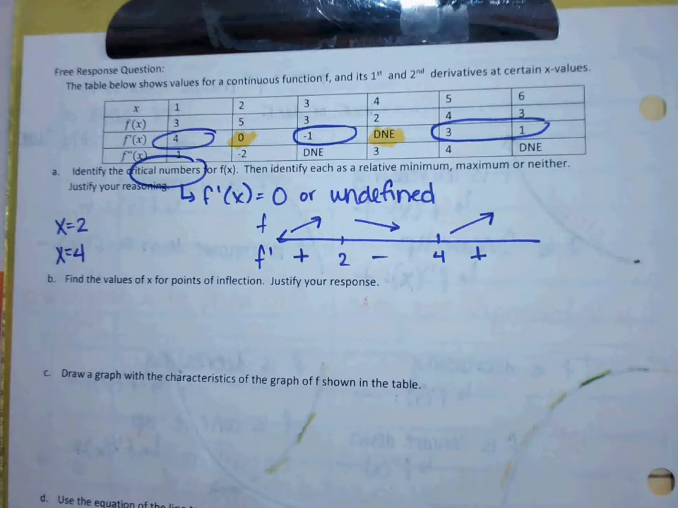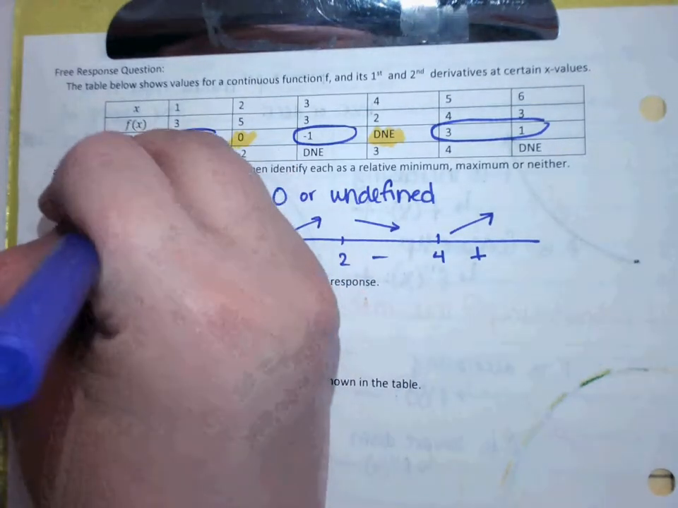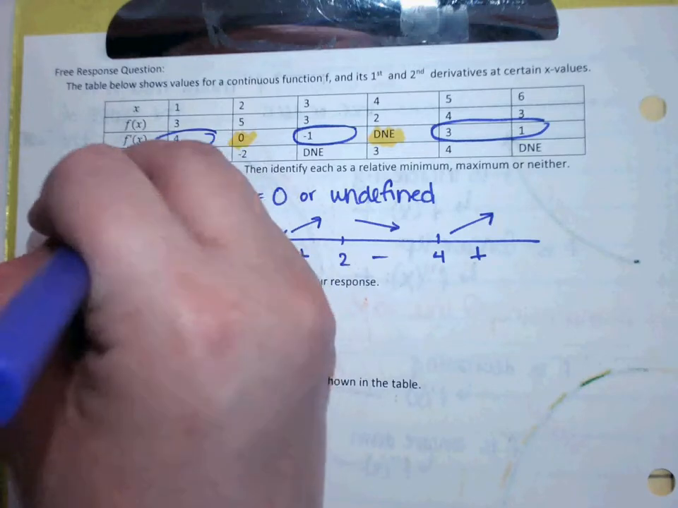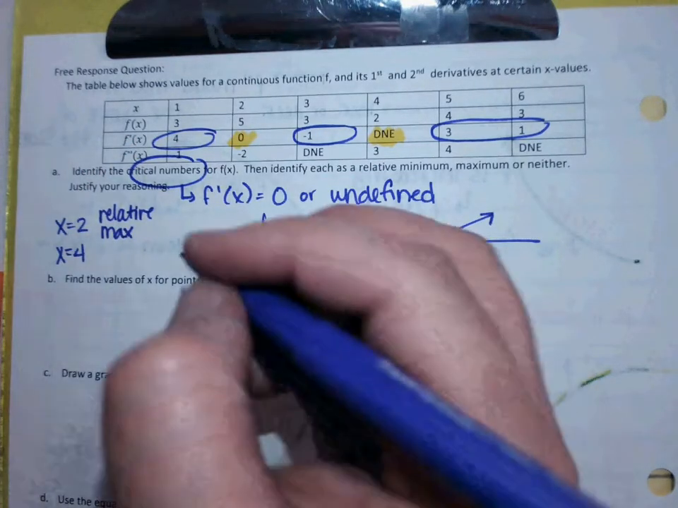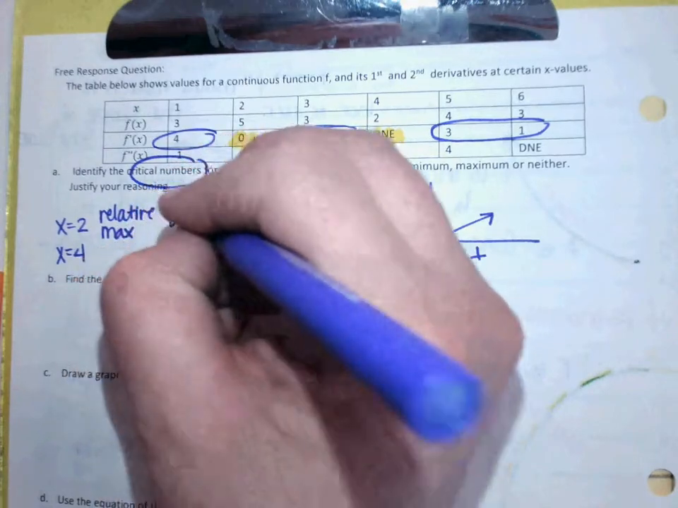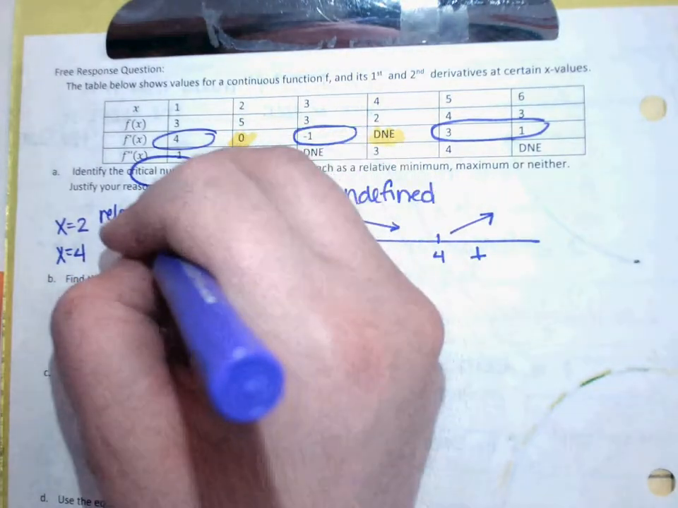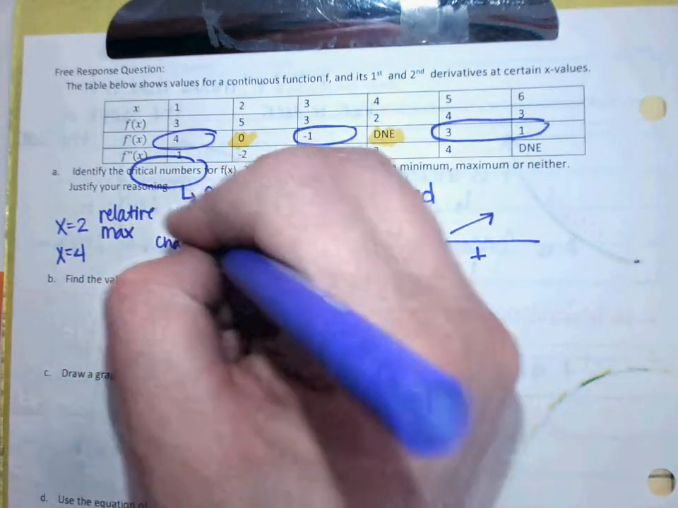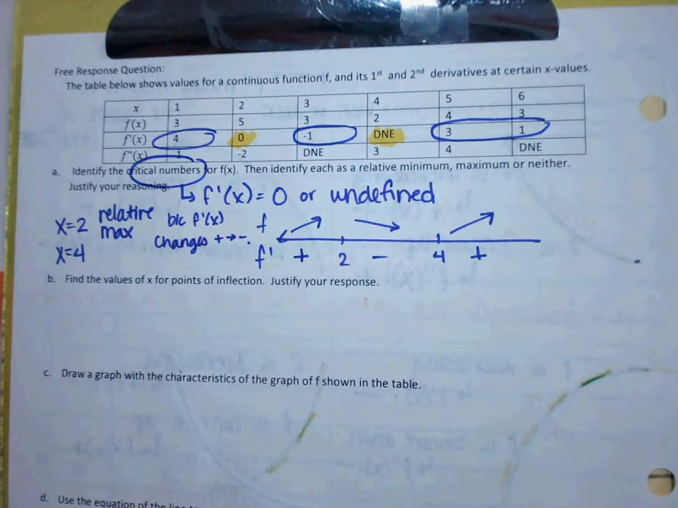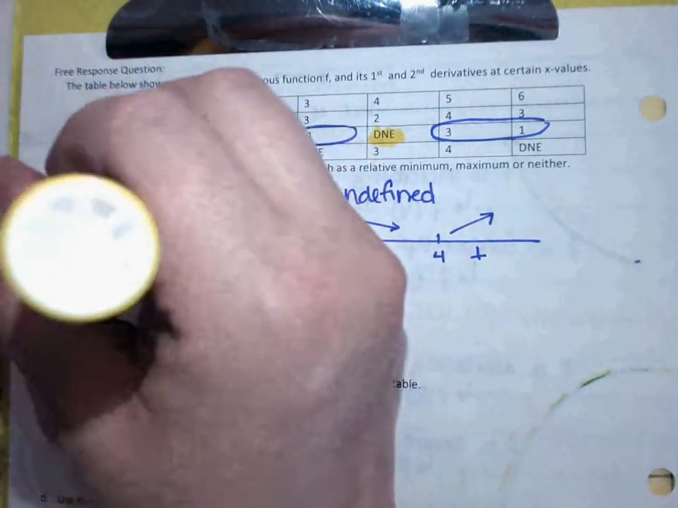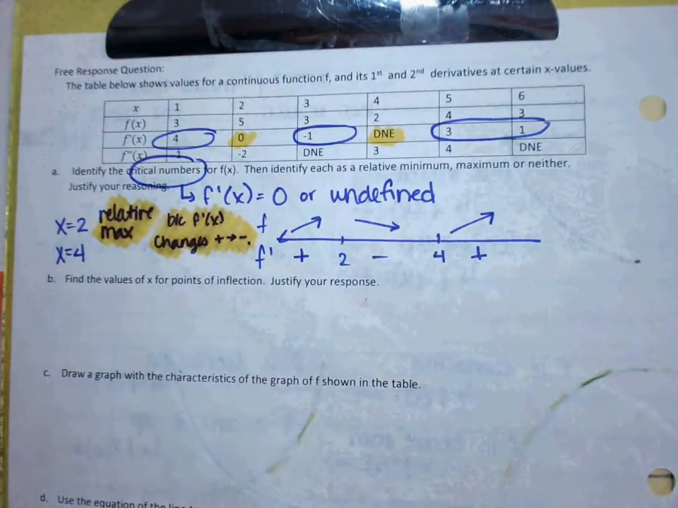At 2, what is it? Okay, we'll say a relative or a local max. Does it say to justify? Yes, it does. So I'm going to put because f prime of x changes positive to negative. Okay, and that's your justify piece. So you're telling me it's a max because f prime changes from plus to minus.